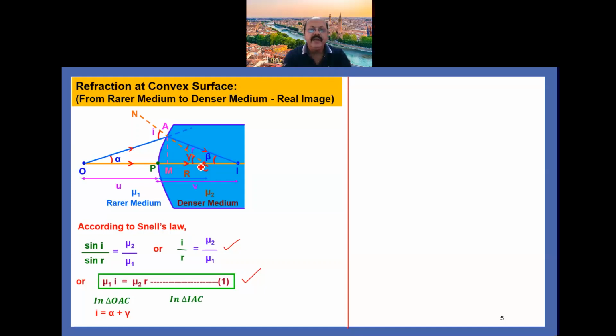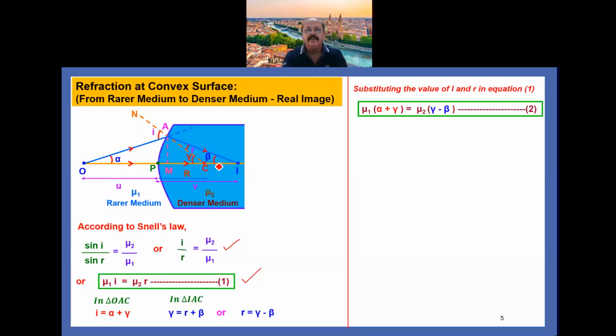Similarly, we take another triangle, triangle IAC, which is called the image triangle. In triangle IAC, gamma is the exterior angle, and r and beta are the interior angles. So gamma equals r plus beta. Rearranging, we get r equals gamma minus beta. Now substitute these values of i and r in equation number 1. Then we get mu1 within brackets alpha plus gamma equals mu2 within brackets gamma minus beta. Mark this equation number 2.